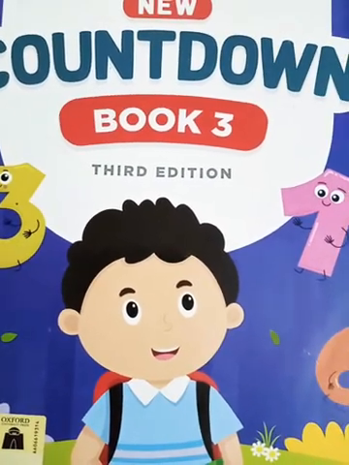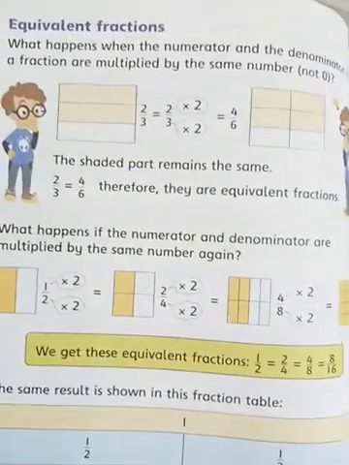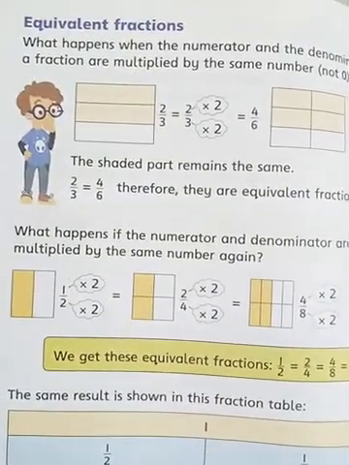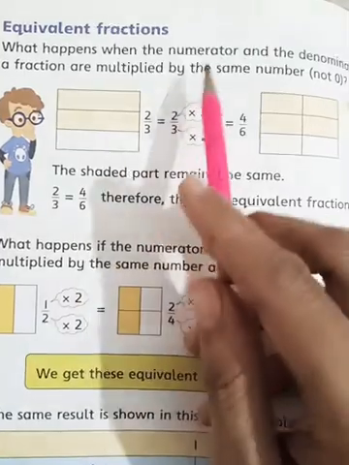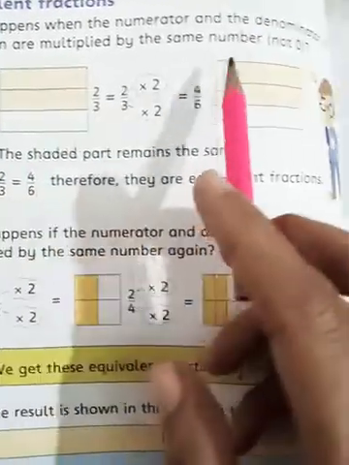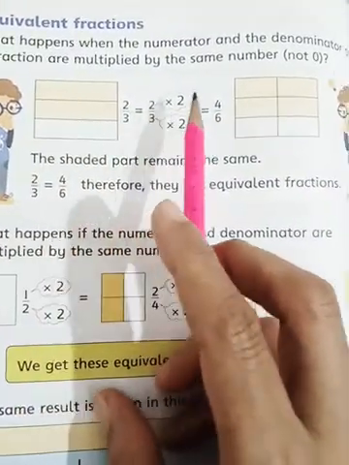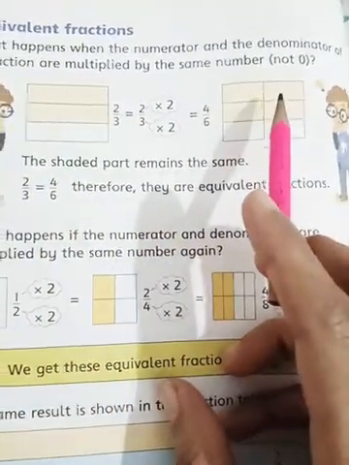Beta, open your book, page number 110. We are on page number 110, beta, and today we will start with the equivalent fractions. Write today's date and day over here. What happens when the numerator and the denominator of a fraction are multiplied by the same number, not 0?